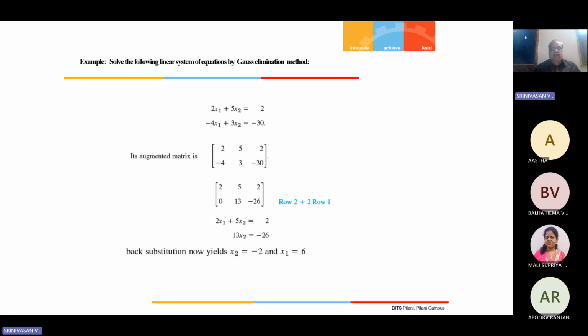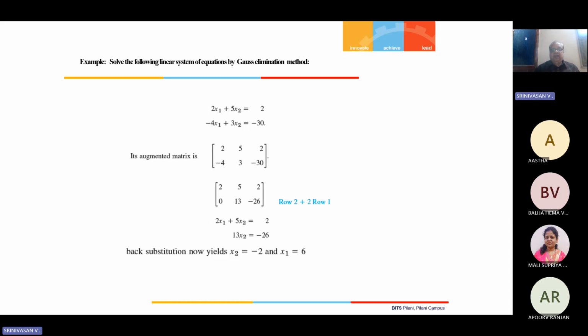So what's the meaning? Minus 4 plus 2 into 2, minus 4 plus 4, 0. And it is to be done throughout the second row. Here 3 plus 2 into 5, 3 plus 10, 13. Here minus 30 plus 2 into 2, minus 30 plus 4, minus 26. That's all. Being 2 by 2 it is so simple, but this is what we mean by row elementary operation and elimination. Okay, that's all. No more elementary operations.